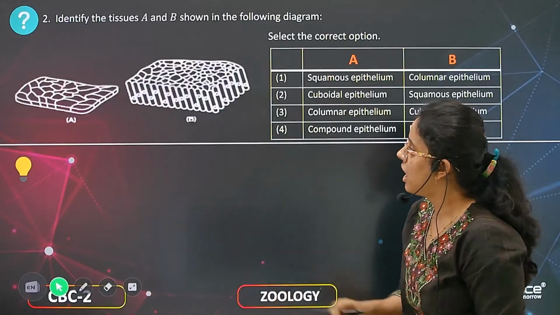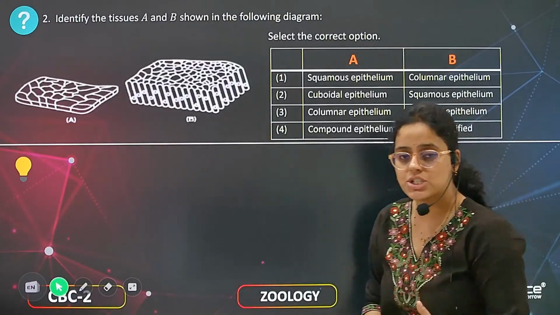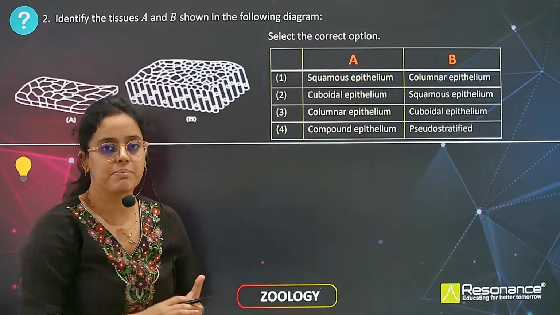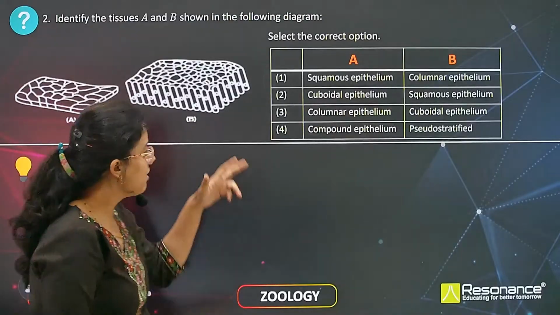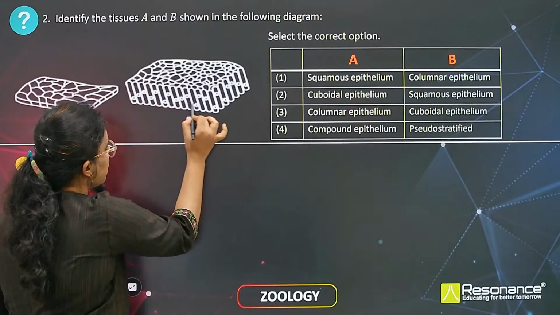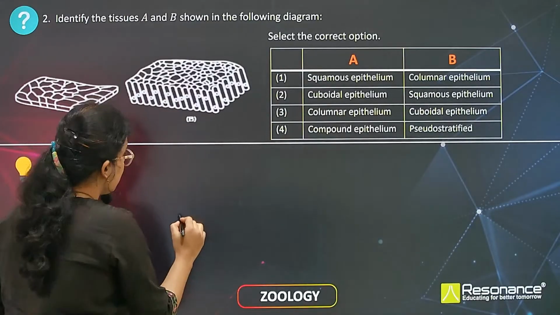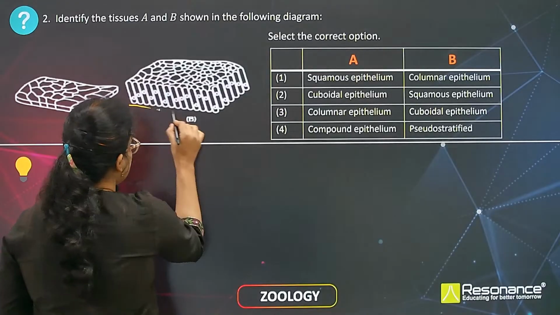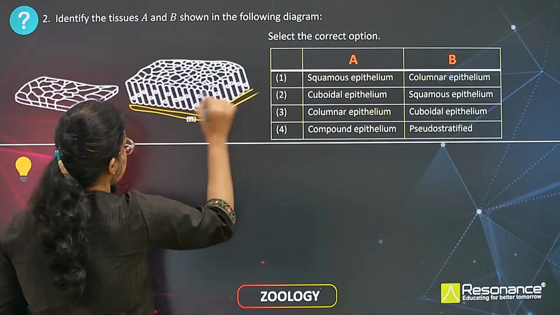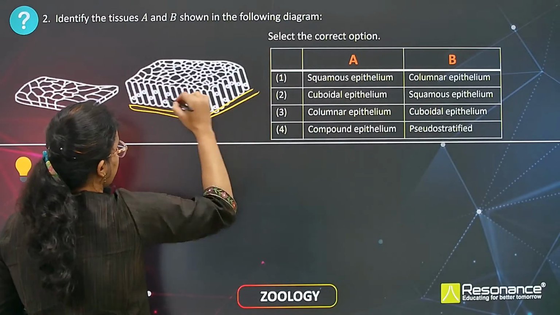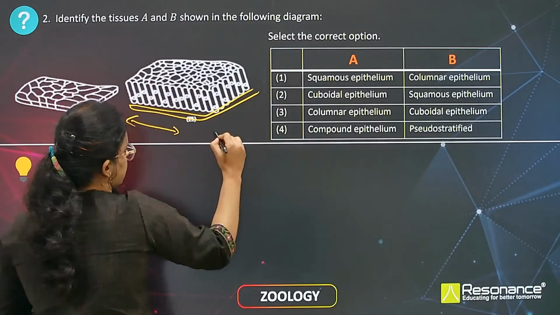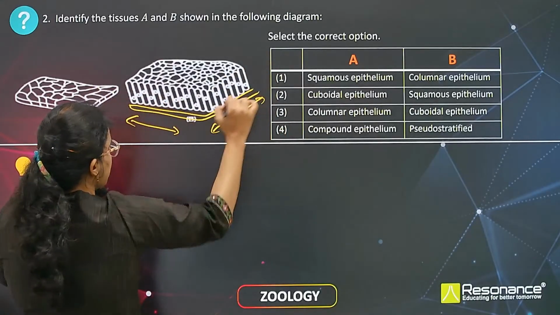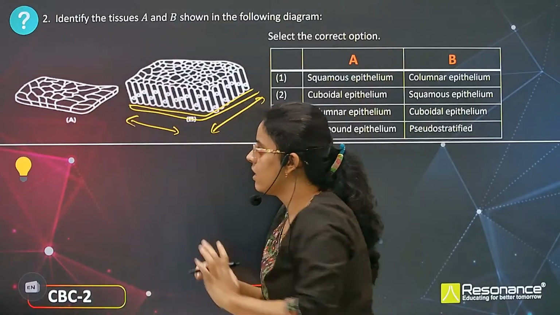Now moving to other types: identify the tissue A and B shown in the following diagram. A is simple, made up of a single layer of cells, and if you see B also, they are made up of a single layer. They are present on the basement membrane. On the basement membrane a single layer of cells is present. We are seeing two directions, this is one direction and this is the other. They are made up of a single layer of cells here also.